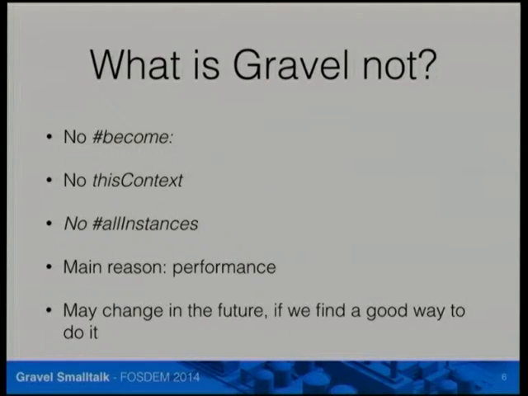We also have some things in Gravel clearly absent. If you are coming from a Smalltalk world, you may know the become operator, the allInstances operator, or the special variable thisContext. Currently, we do not support that in Gravel Smalltalk, and the main reason is performance. To correctly implement those semantics in Gravel Smalltalk on the JVM would mean that we would lose all the speed benefits of what the JVM can do for us. If we find a good way to implement it, we might change it.